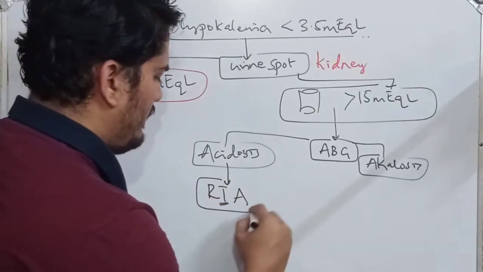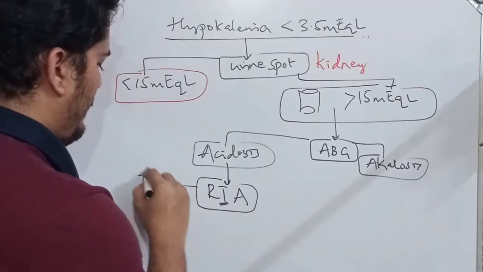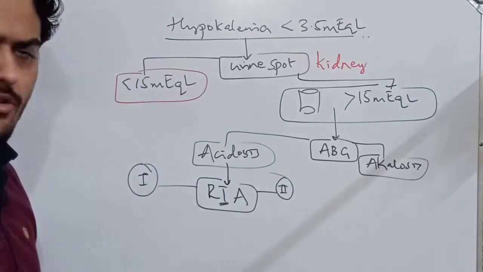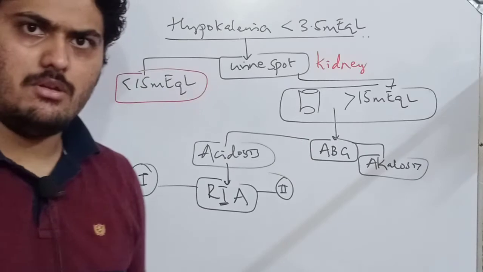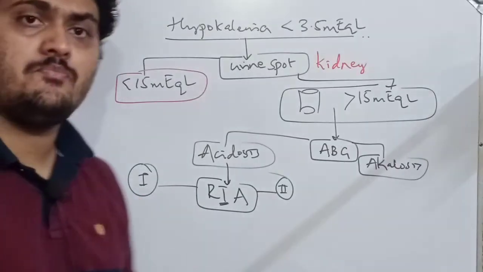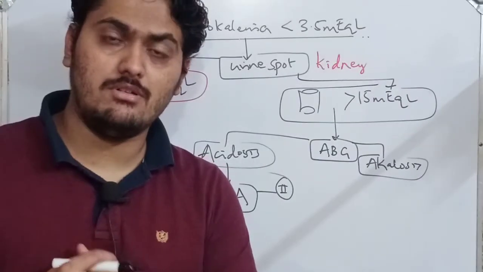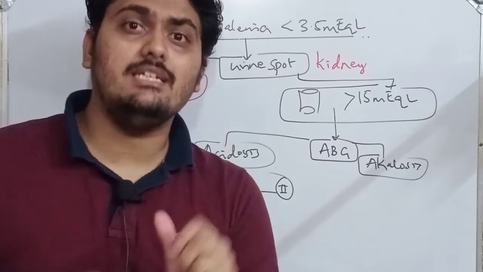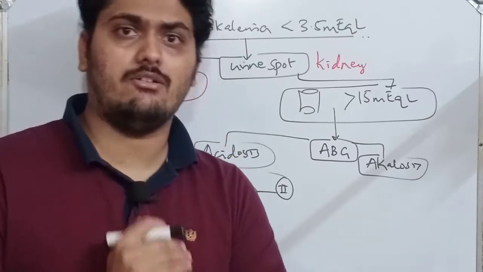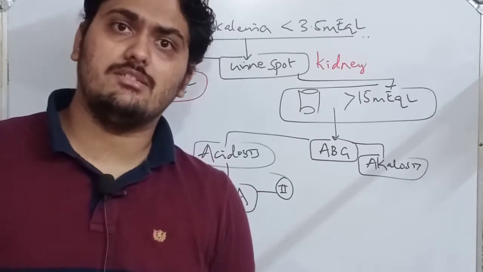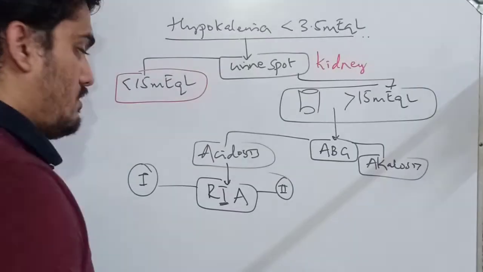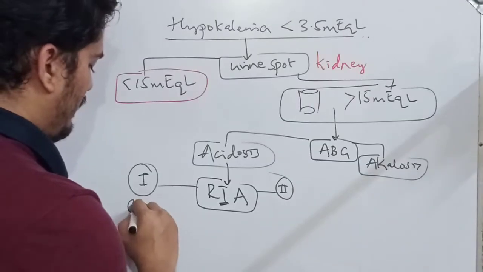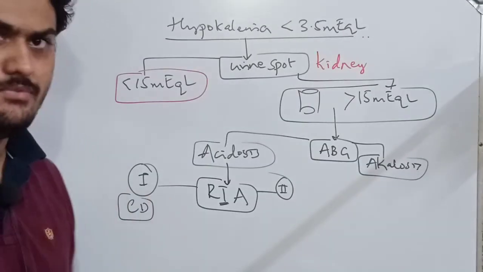So there are two important types here, that is RTA type 1 and RTA type 2. Why is it classified this way? Because in RTA type 1, the proximal segment of the nephron is completely normal. That is the status of the PCT, which reabsorbs most of the electrolytes and other components of the GFR. Here the proximal segment is completely normal, and the pathology lies in the collecting ducts of the nephron.